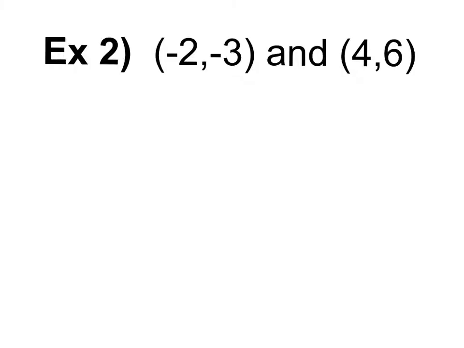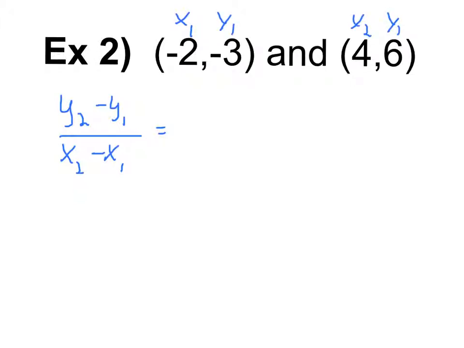All right, example 2. Let's just find slope just using what we know about our formula. So let's take y2 minus y1 over x2 minus x1. All right, let's say the first point is x1, y1, and the second point is x2, y2. Now what I'm going to do is subtract. So I'm going to take the y2, which is 6, subtract the negative 3, and then I'll take the bottom, the x2, which is 4, and subtract x1, which is negative 2.